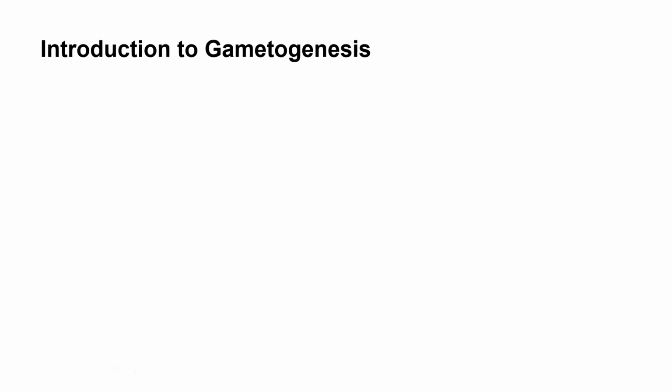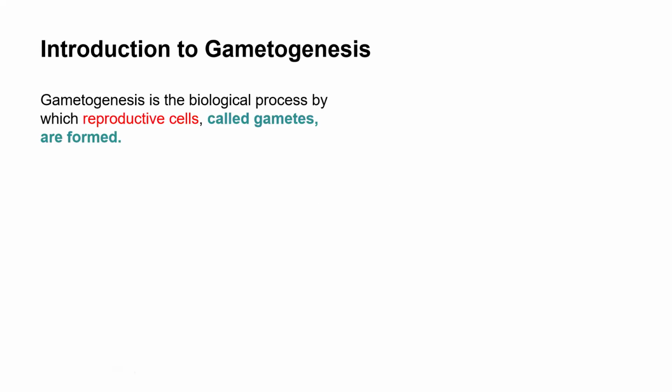So in today's video, we are going to look at the concept of gametogenesis. So what is gametogenesis? Starting with the introduction. Gametogenesis is the biological process by which reproductive cells called gametes are formed. So it's a biological process in which reproductive cells, sperm and egg cells, are produced, and these gamete cells are very important in reproduction. So that is why they are called reproductive cells.